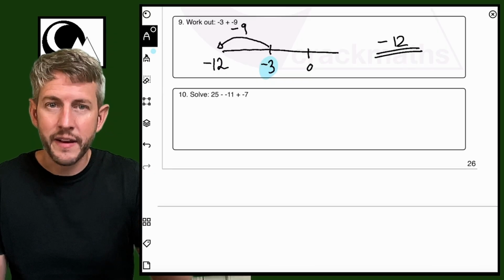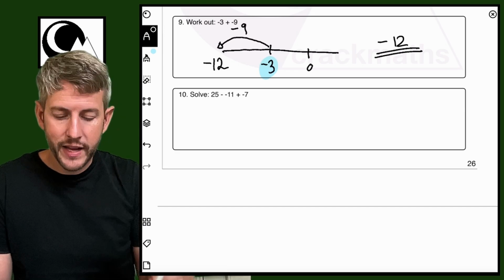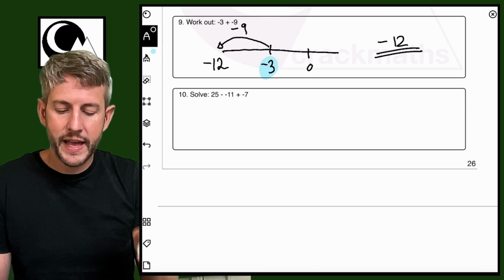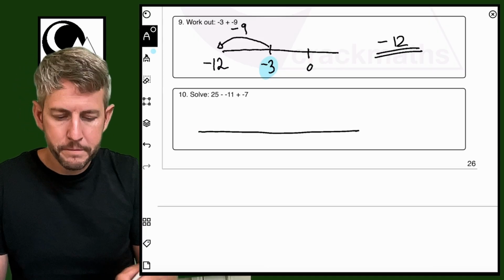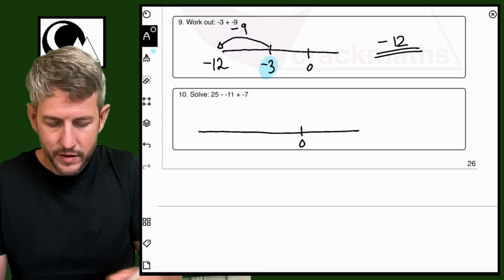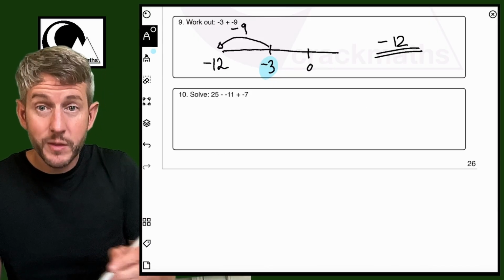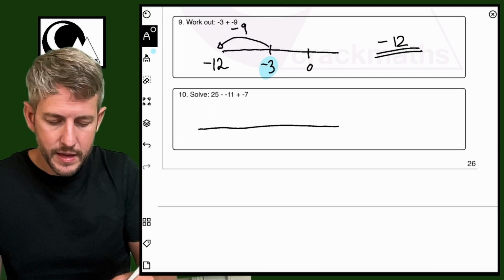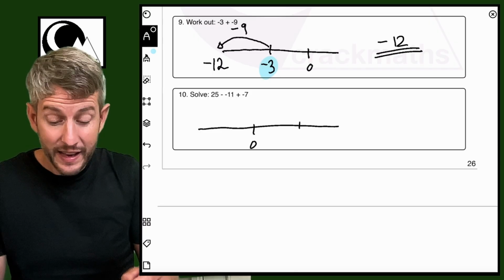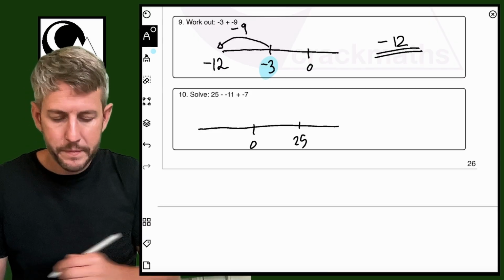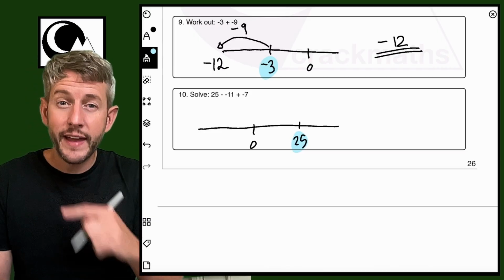Right, question 10. Solve 25 take away -11 plus -7. Okay, so let's again think about our number line. So let's put 0 up here. We've got, oh, actually, let me think about these numbers. We're starting with 25. So let me put 25 up here. I'll put 0 there just for good measure. So we're starting at 25 and we're taking away -11.